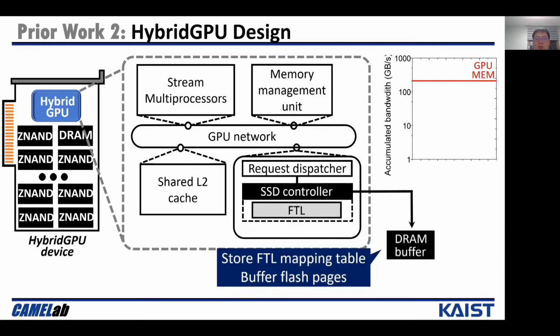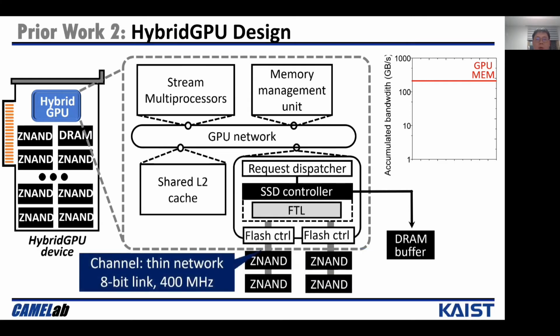The SSD includes an external DRAM buffer. The DRAM buffer consists of low-power DRAM packages whose capacity ranges from 512 MB to 2 GB. The DRAM buffer stores the metadata for the address translation, such as a page mapping table. It also buffers the flash pages for the read-write requests. The SSD also employs multiple flash controllers to manage the I/O transactions of the underlying ZNAND packages. The flash controller and the ZNAND packages communicate through the flash channels. The flash channel is a thin bus-structured network with 8-bit links, which runs at a low frequency.